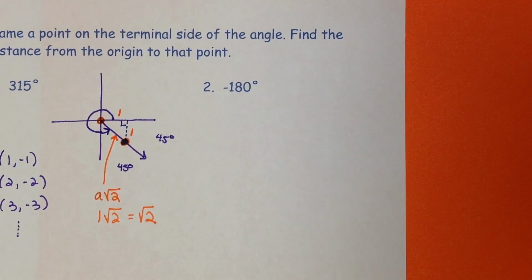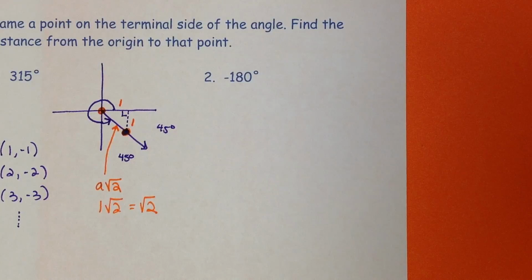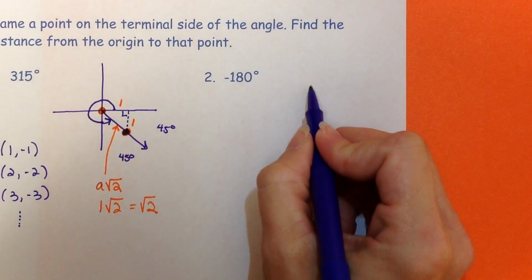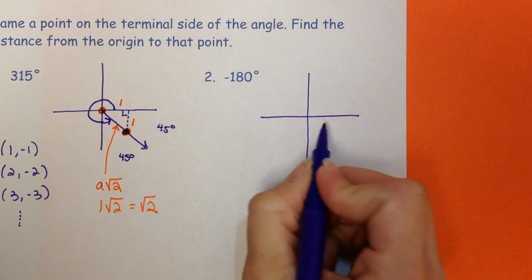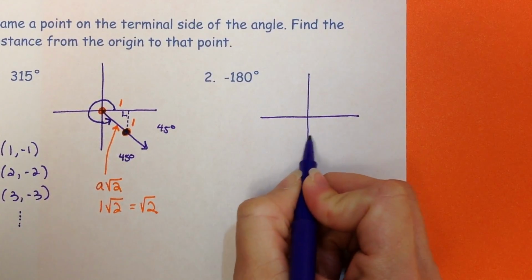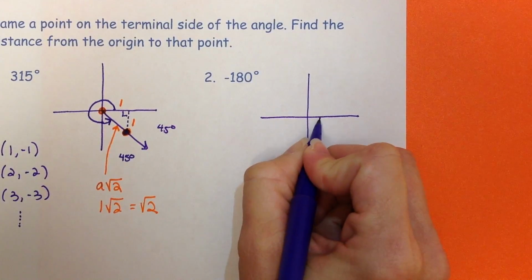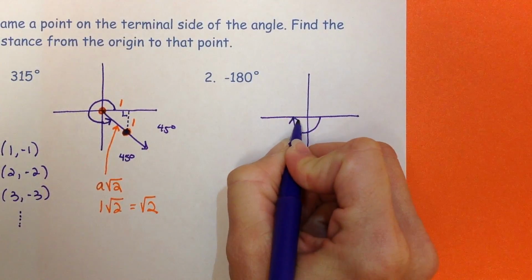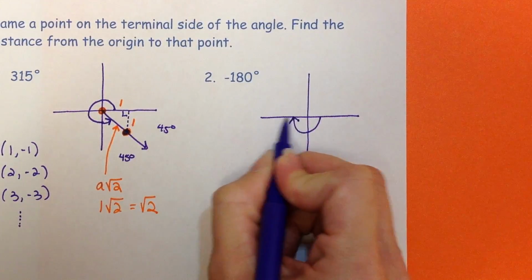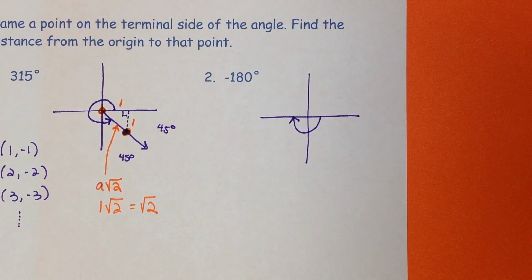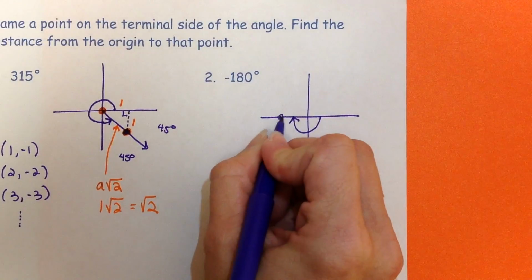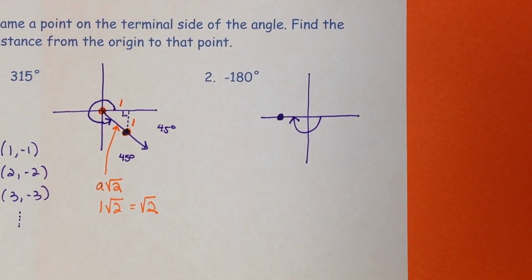I have negative 180 degrees. So again, let's draw this in standard position. This time it's negative, so I need to rotate clockwise. So my terminal side is the negative end of my x-axis. There's the negative 180. Alright, so I have to find a point on the terminal side. So I'm just going to randomly label that point.